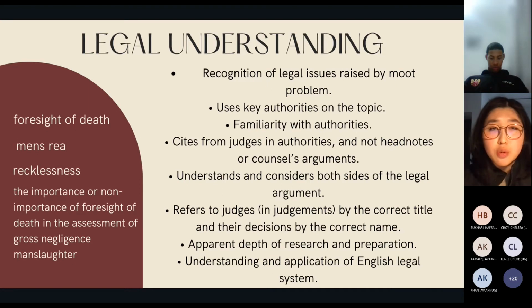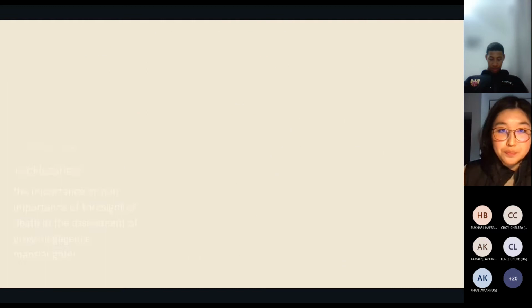Also, when we refer to cases, you need to do all the citations correctly. Your points will be docked if you say something like "R versus Kennedy". That is not correct. It should be "the Crown and Kennedy". And then you have to show some depth of research and preparation, especially in judicial intervention.